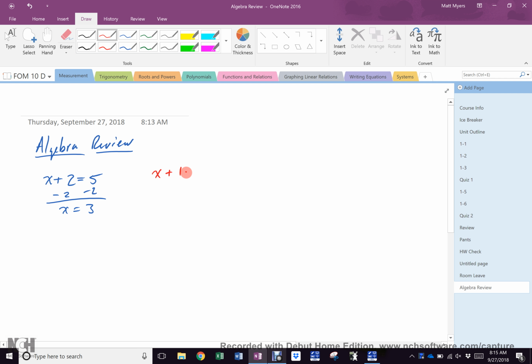X plus 1.7 equals 7.2. What's the answer? Right. You would subtract the 1.7. You would subtract the 1.7. And x would equal 5.5. Right?